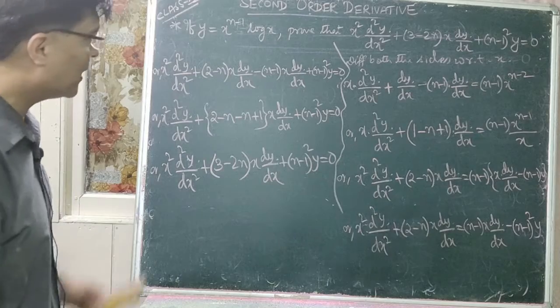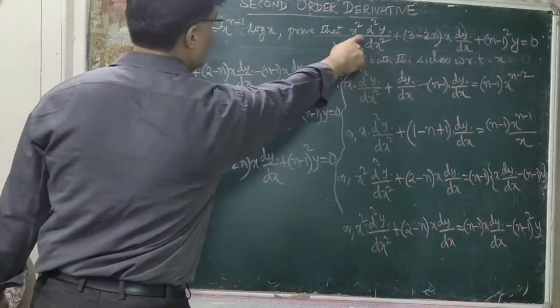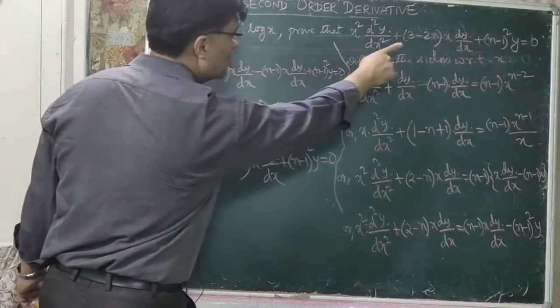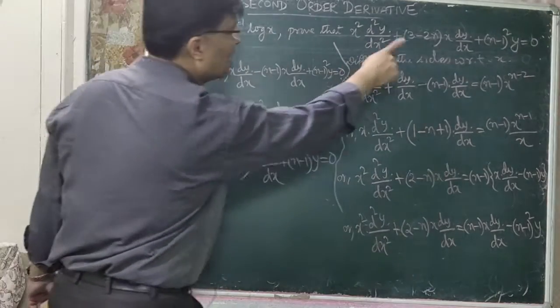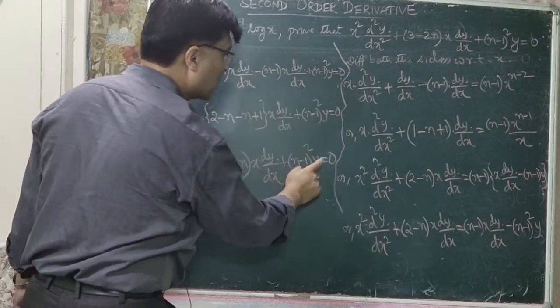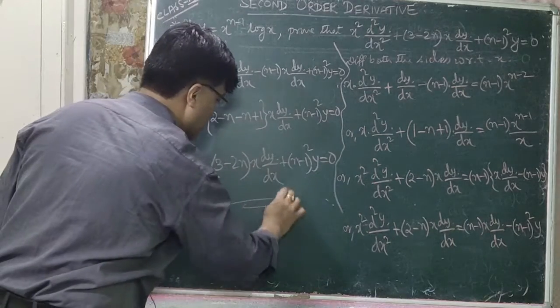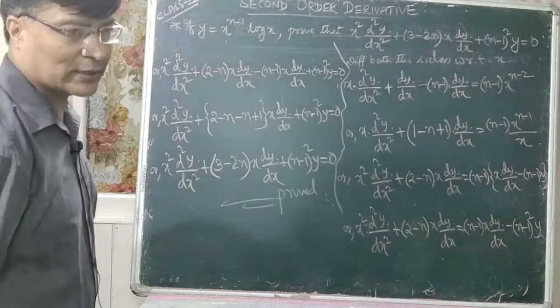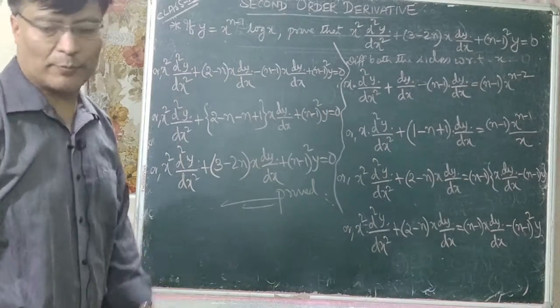So is it proved? You can compare it with this one. x square d2y by dx square plus 3 minus 2n x dy by dx plus n minus 1 whole square y, which is equal to 0. So it is proved. So I think you have understood it. So you can copy it.